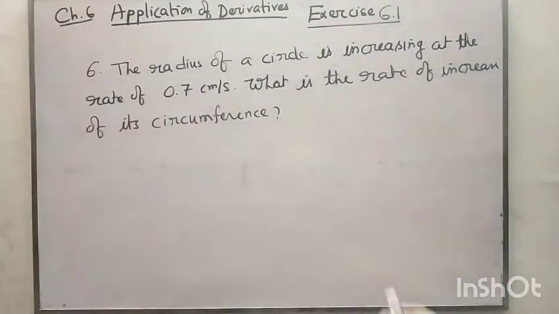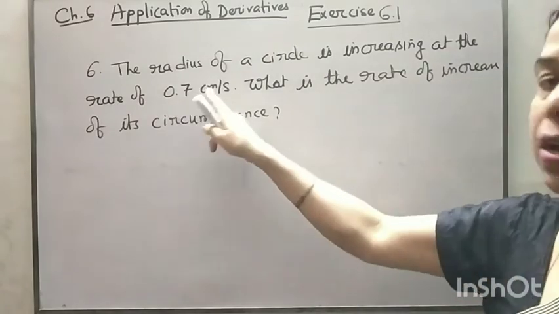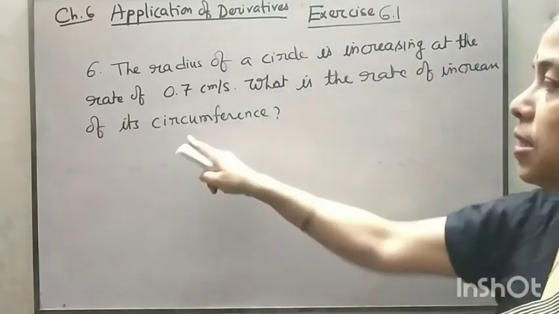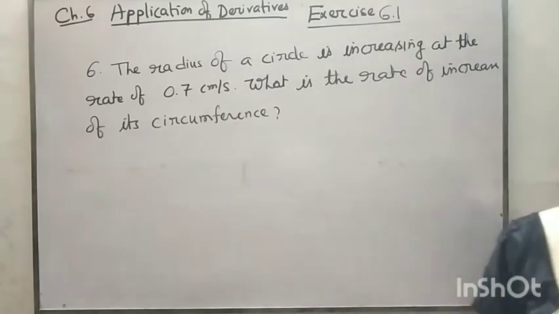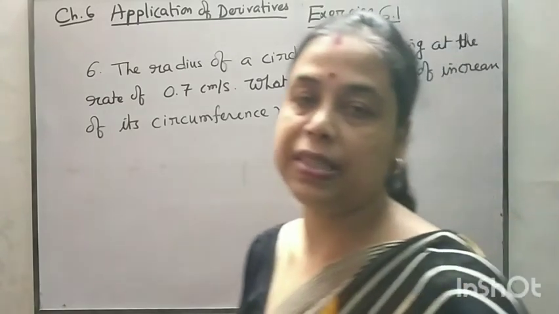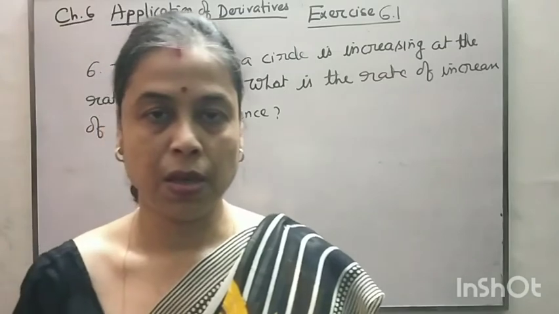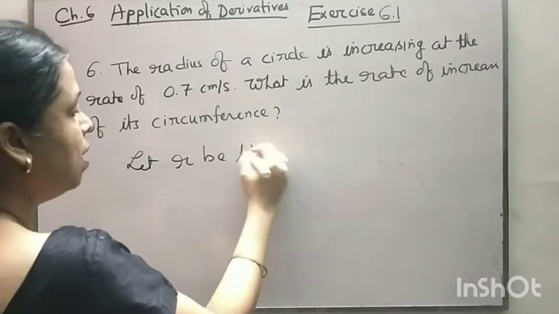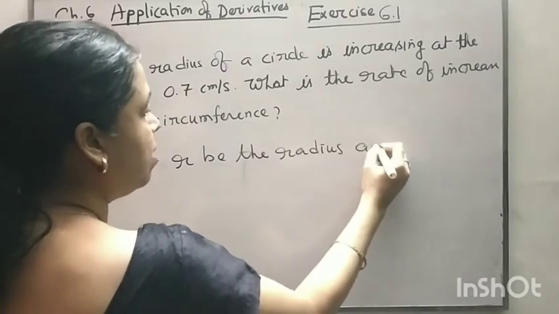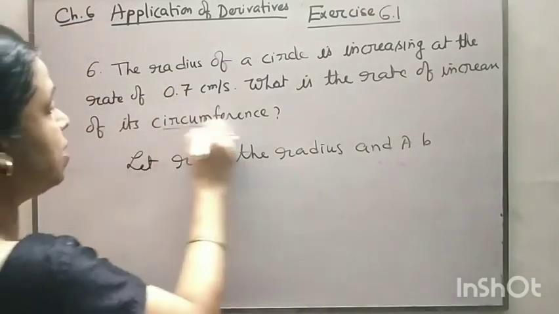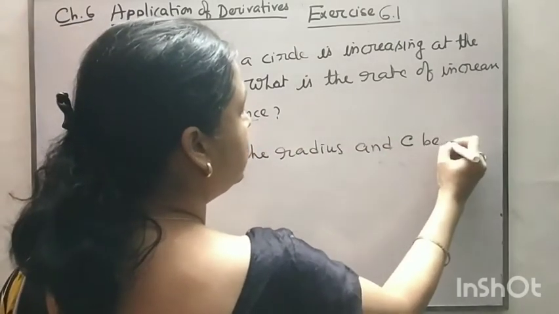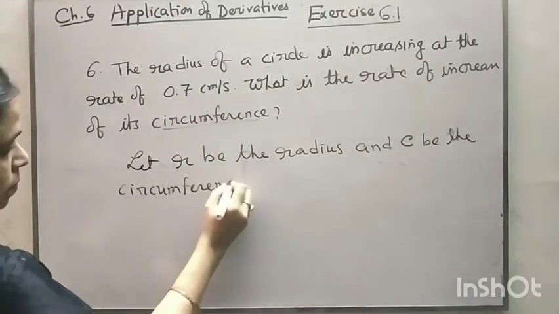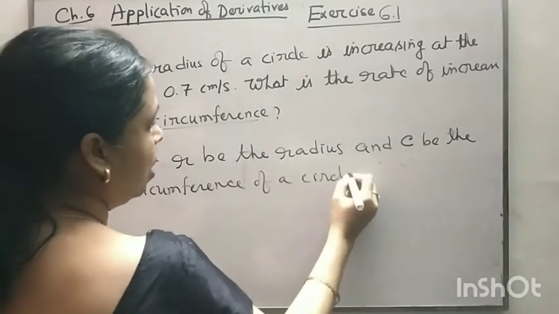So what is given in the question? The radius of a circle is increasing at the rate of 0.7 centimeter per second. Radius increasing. And what is to find out? The rate at which the circumference is increasing. As I told you earlier, increasing means generally positive and decreasing negative. Ultimately, rate of change. So as earlier, let r be the radius, and here I need to get circumference, so let me consider this as C, the circumference of a circle.